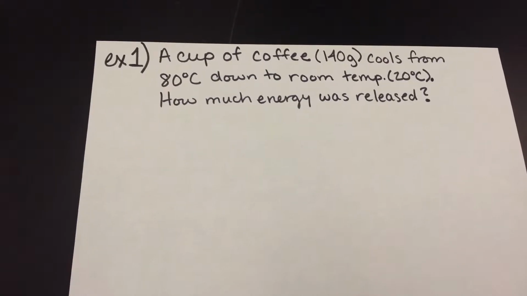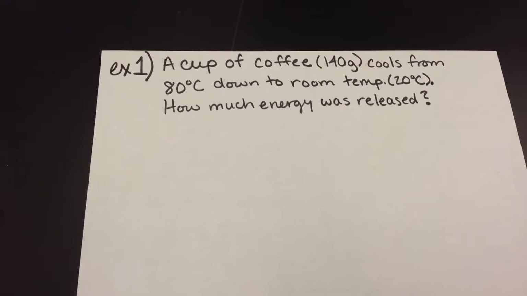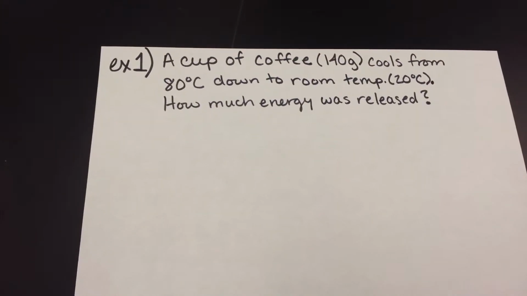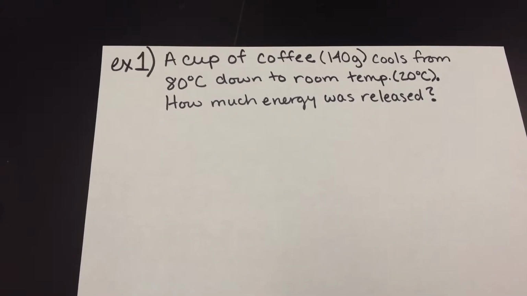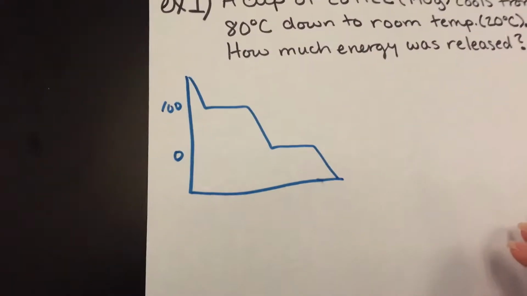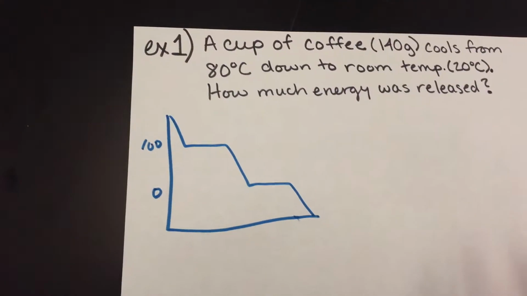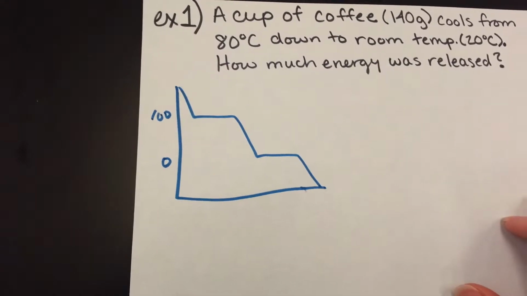Now, the first thing you have to do when you read this question is to decide, do I need a heating curve or a cooling curve? If energy is being released, then the coffee is cooling, and we'll need to draw a cooling curve. Since our coffee is mostly water, we'll use water's boiling and freezing point.